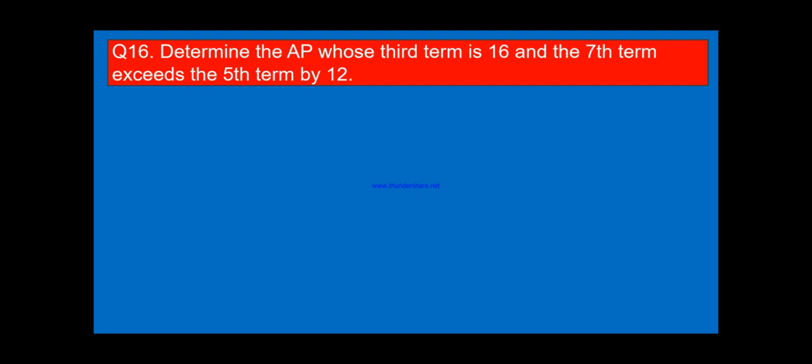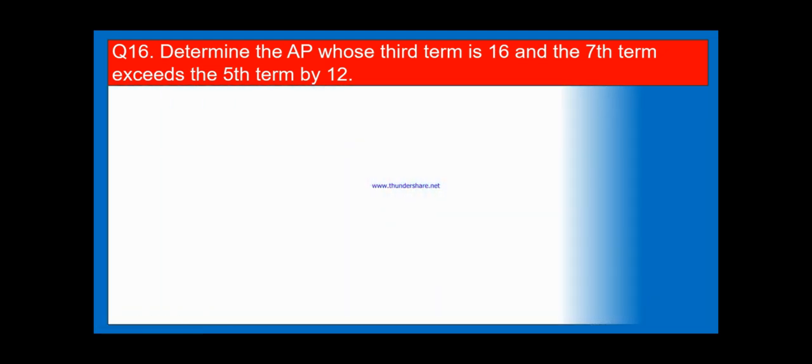Here, in this question, we are given an arithmetic progression, and in this AP, the third term value is 16 and the seventh term value exceeds the fifth term by 12. Exceeds means more. It means the seventh term value is more than the fifth term by 12. Okay. Now, let us solve this question.